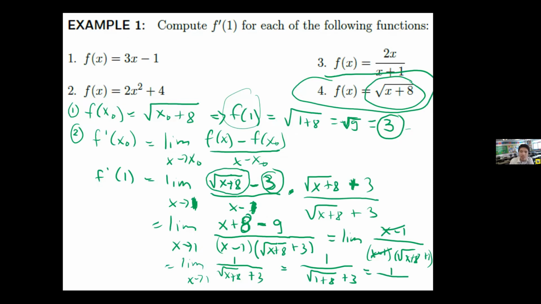1 plus 8 is 9, its square root is 3, then plus 3. So therefore, this is 1 over 6. So therefore, our f prime of 1, or the derivative of f of x at x equals 1, or the slope of the tangent line to this equation at x equals 1, is 1/6. That is the conclusion.